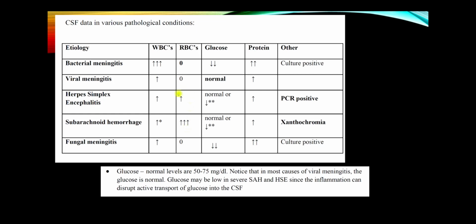Herpes simplex tends to be destructive to brain tissue, so it breaks down blood vessels, and so we get some leakage of red blood cells into the cerebrospinal fluid.